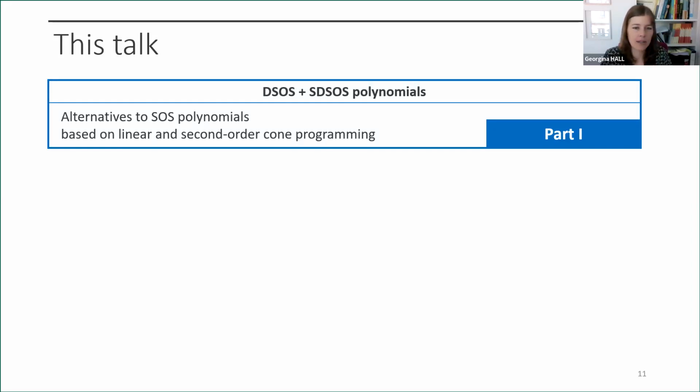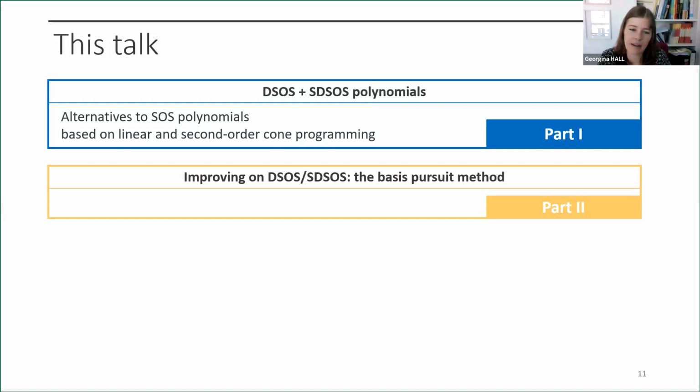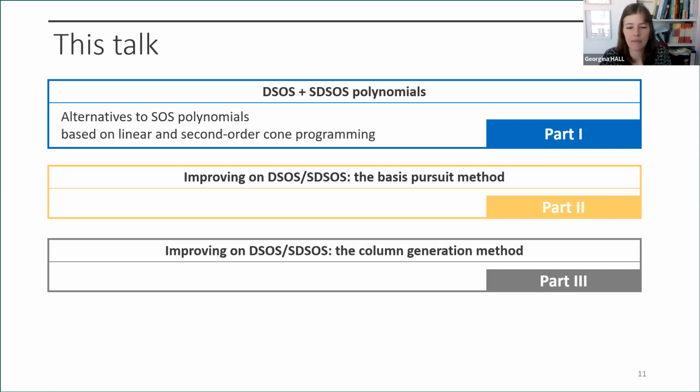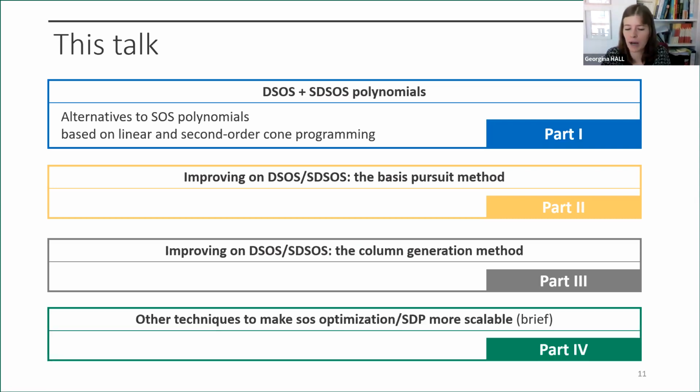And then I'm going to use these DSOS and SDSOS polynomials as my platform to then jump onto more elaborate ways of using these polynomials, which improve a little bit on the conservative bounds we obtain. So in part 2, I'm going to be talking about a first method for improving on DSOS and SDSOS polynomials, which we refer to as the basis pursuit method. Part 3, I'm going to talk about an alternative, which is the column generation method. And then finally, in part 4, I'm going to talk about other techniques. So this you can view as one set of techniques to make sums of squares optimization or semi-definite programming more scalable. I'm going to briefly touch upon in part 4 other techniques that can make this happen.